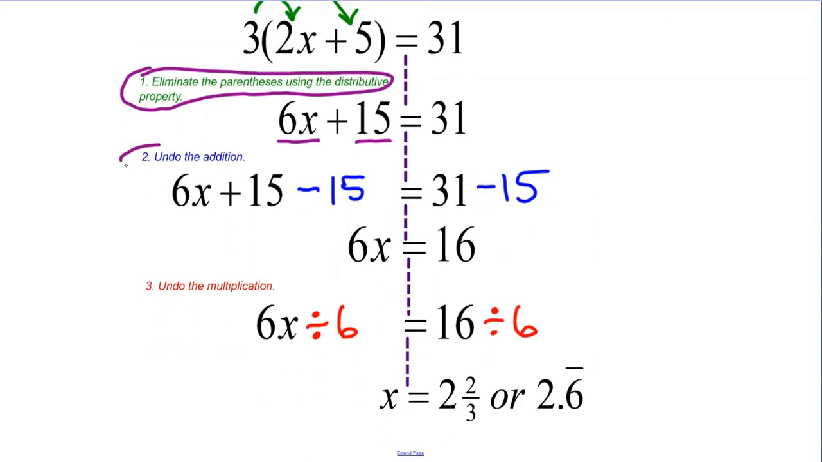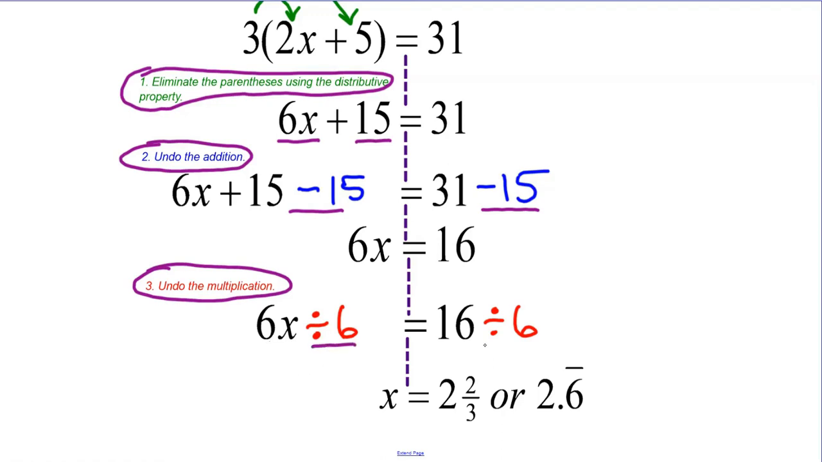So the next step I did was I do the addition by using subtraction. So I subtract 15 from both sides, and then these cancel each other out. I'm left with 6x equals 16. And then I undo the multiplication in the last step here. The opposite of multiplying by 6 is dividing by 6. So I divide both sides by 6. And then that gives me a solution of x equals 2 2/3, or 2.6 repeating.